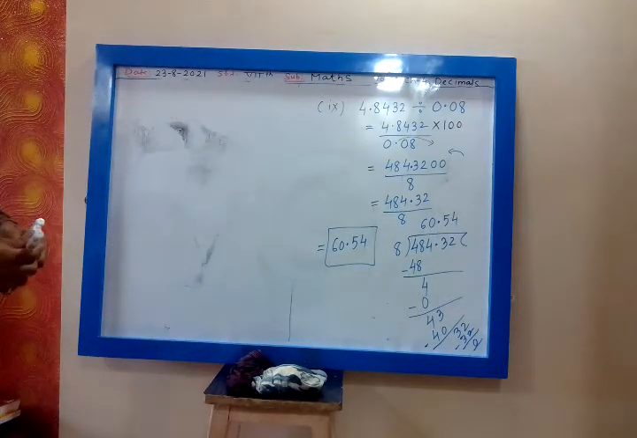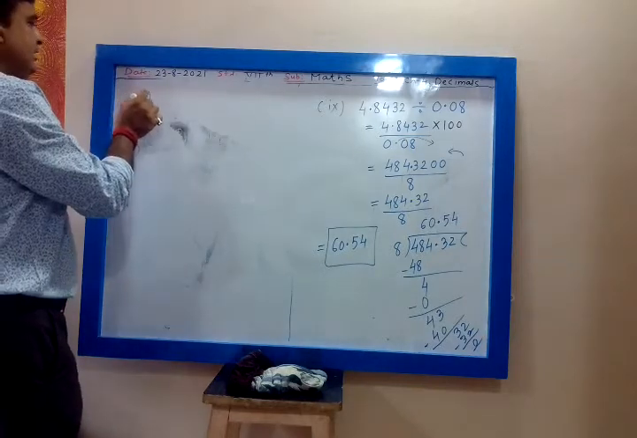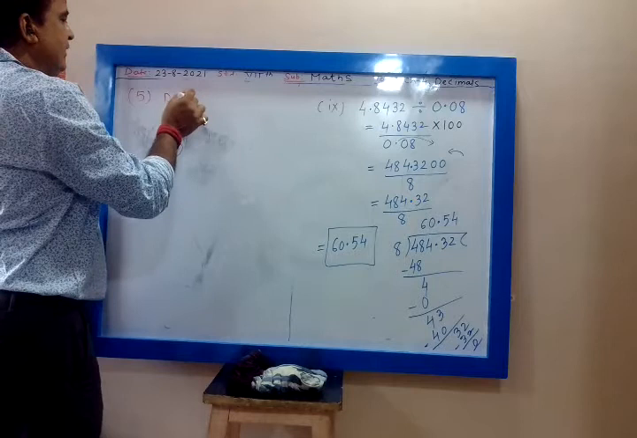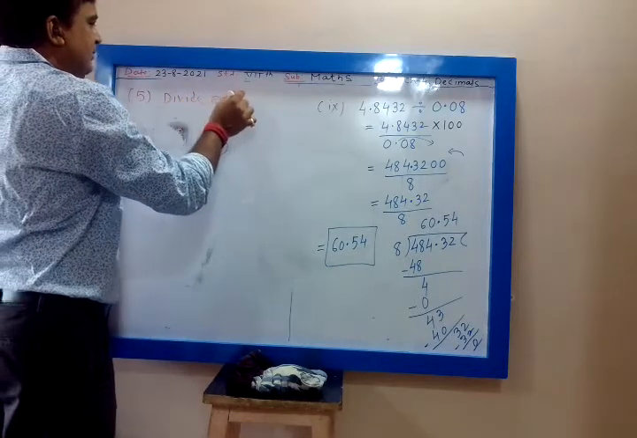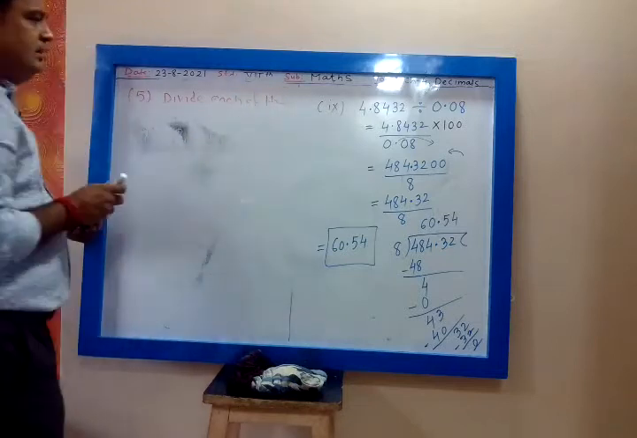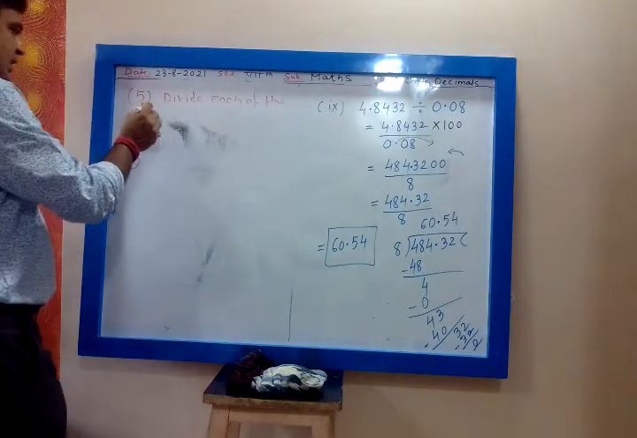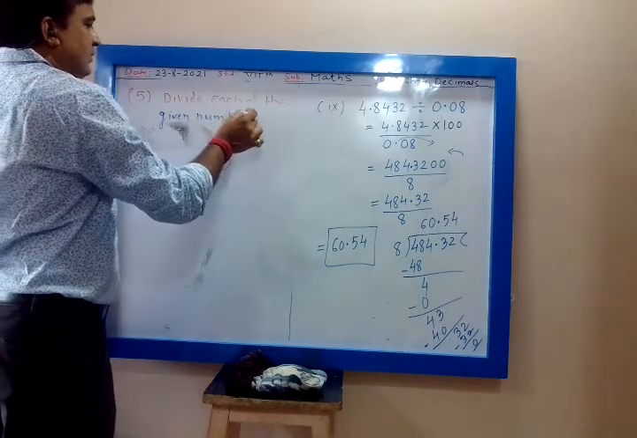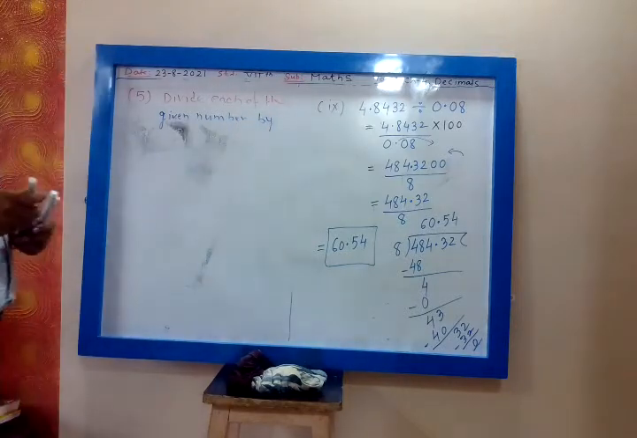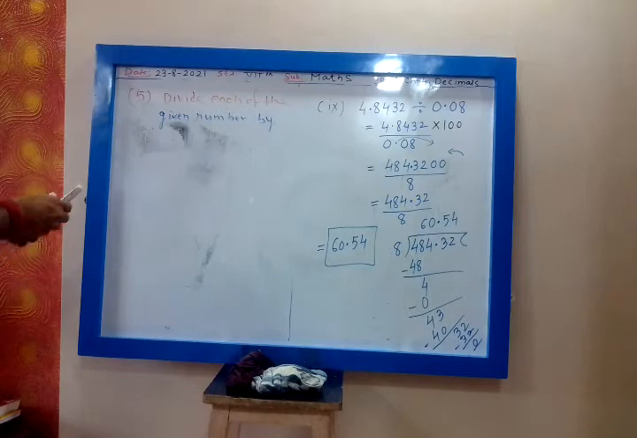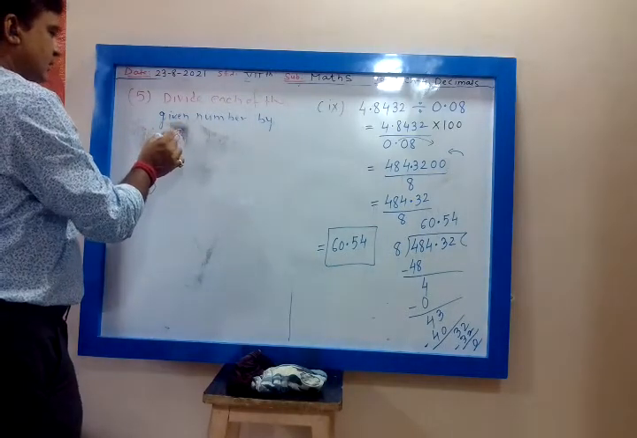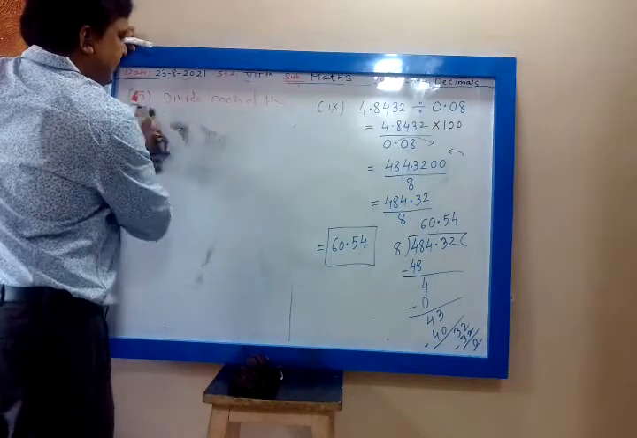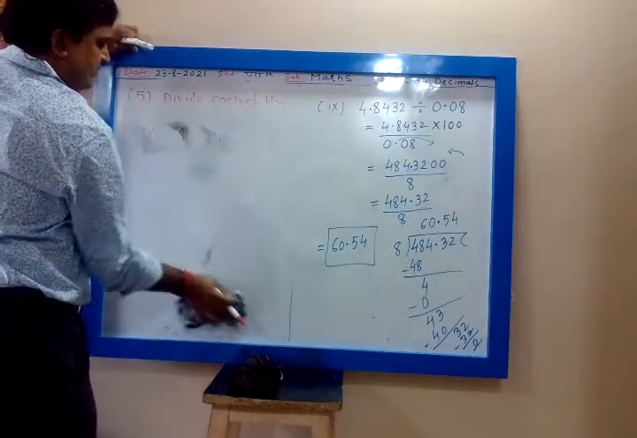Now next is divide each of the following given number by 10, 100, 1000 and 10,000. Step 1. Divide each of the given number by 10. Divide each of the given number by 10, 100, 1000 and 10,000.